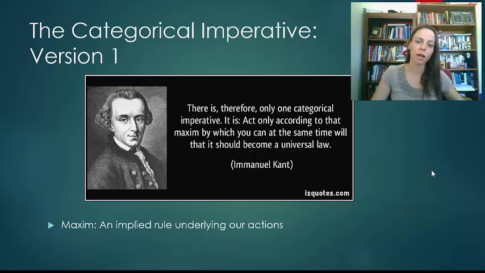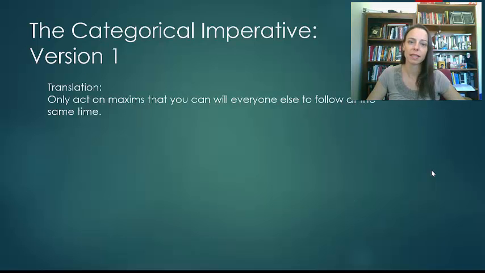So every time we make a choice, we're creating a maxim or a rule for ourselves that underlies that choice. And what Kant wants us to do is to analyze these maxims, to think very clearly, to articulate what rule we think we're making when we act, and then to see whether those rules are things that we can apply universally to everybody. So we can translate this imperative into more normal language and say, act only on those maxims that you can will everyone else to follow at the same time.